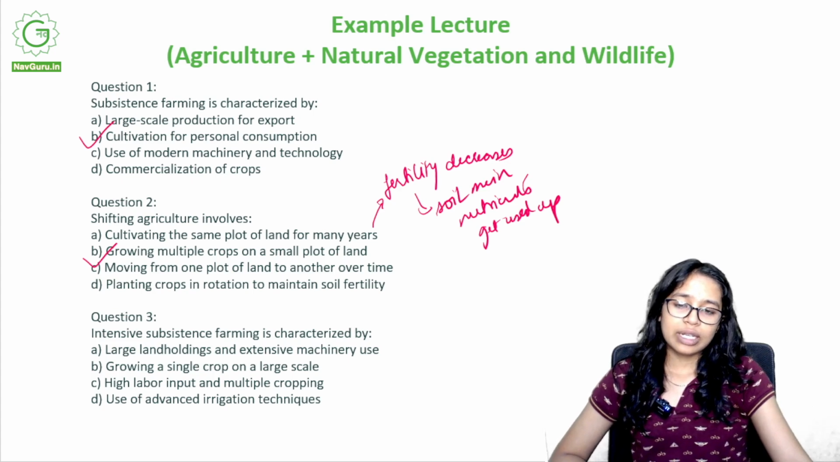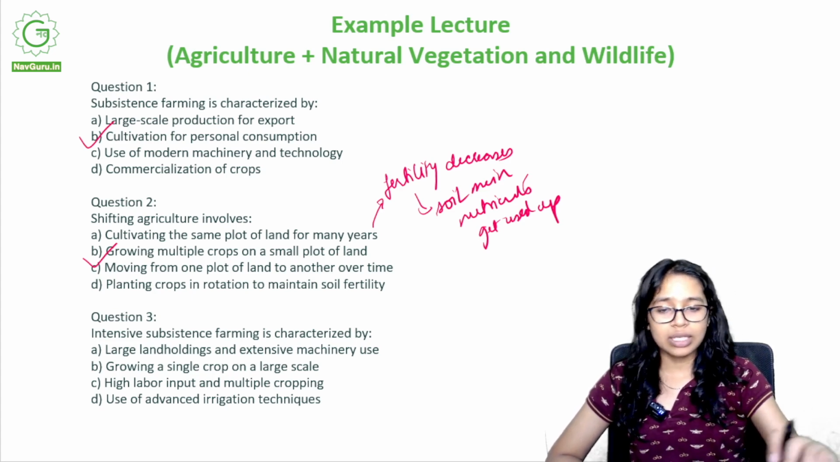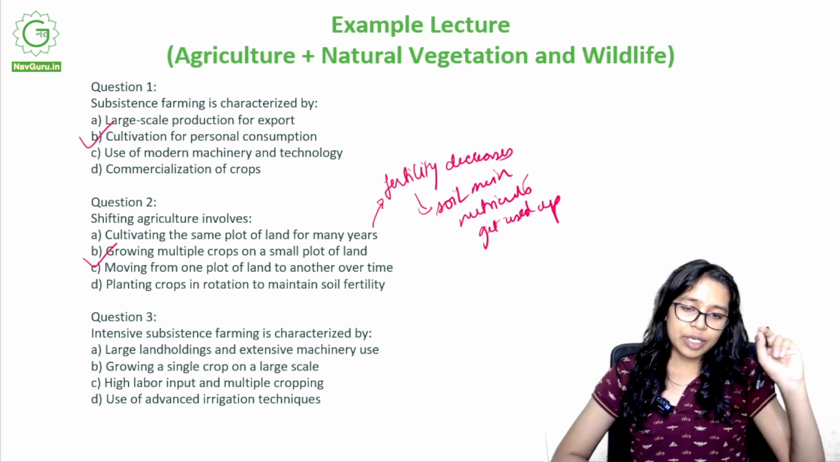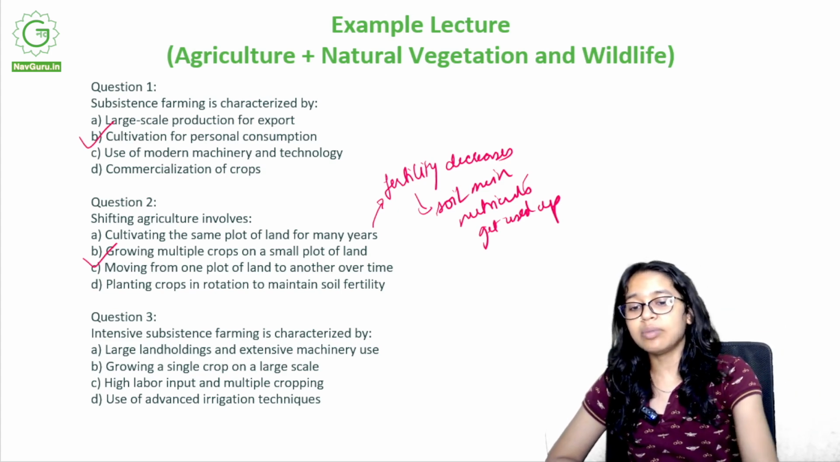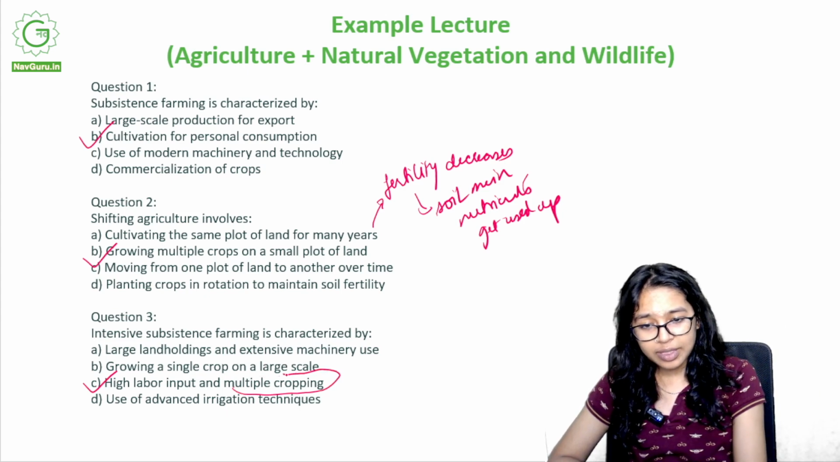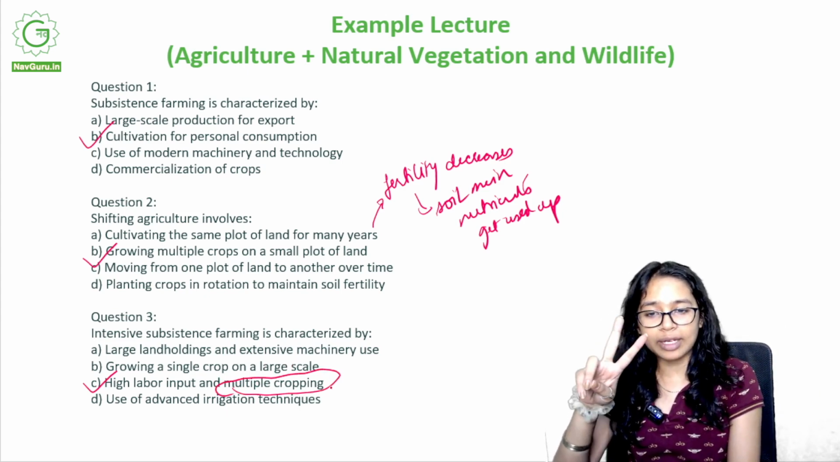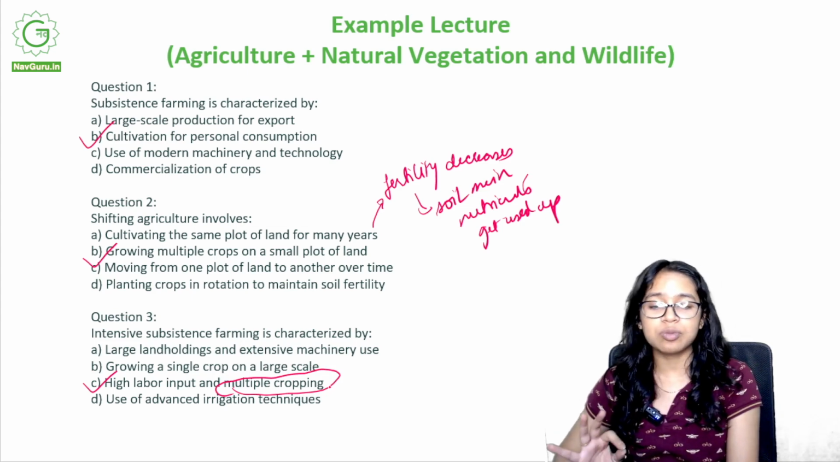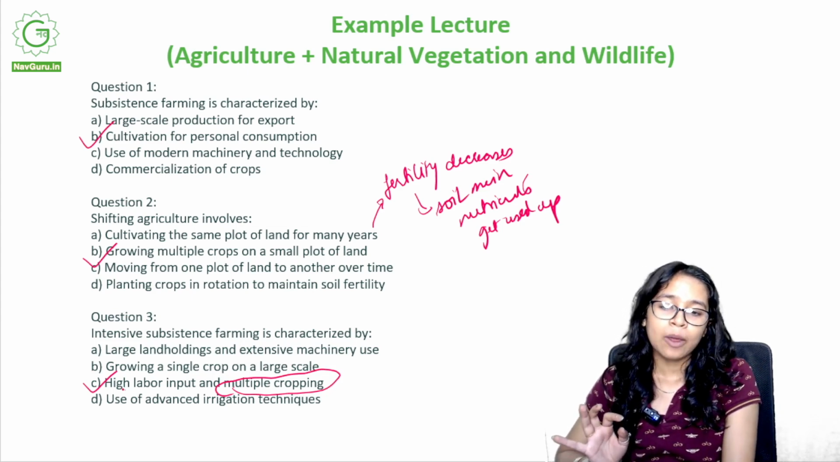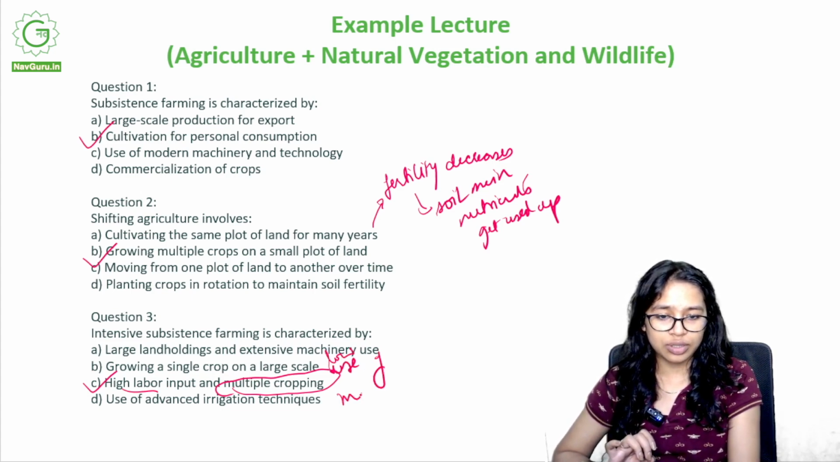Intensive subsistence farming is characterized by large land holdings and extensive machinery use? No. Growing a single crop on a large scale? No. High labor input and multiple cropping? Yes, this is something that actually comes close. We are not sure yet about the multiple cropping. It could be a single crop, it could be multiple crops, but what two characteristics make it intensive subsistence farming? One is high labor input and the other is low use of machinery.